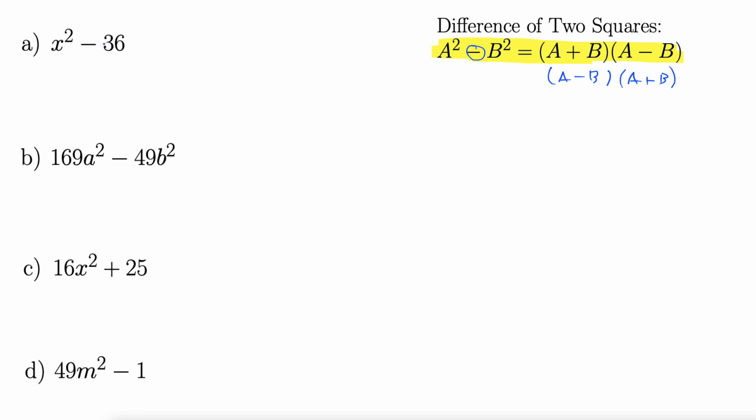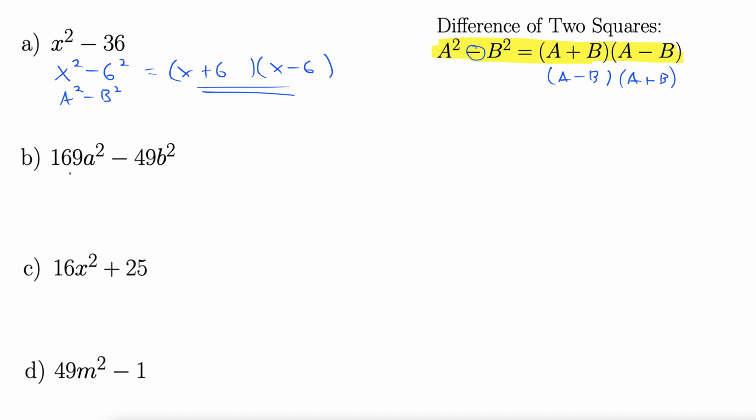Here we have x squared minus 36. We could look at this as x squared minus 6 squared, and this is indeed of the form a squared minus b squared. So the formula holds here. x plus 6, x minus 6. It's a very easy formula to use. These binomials just fall right apart.